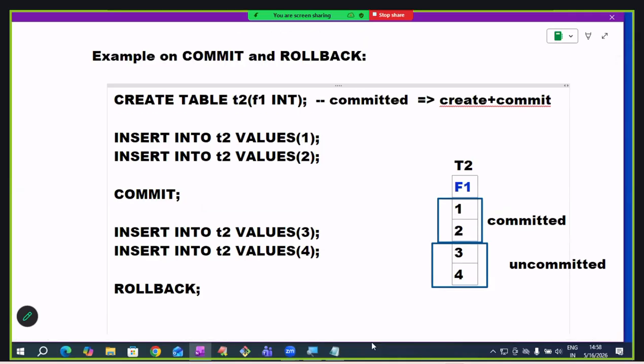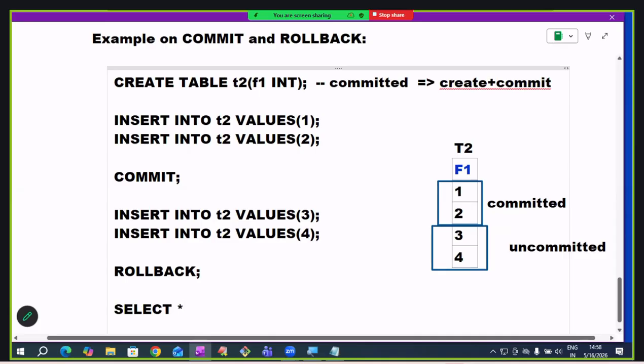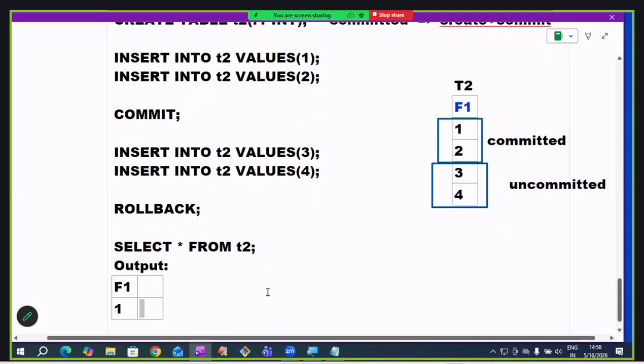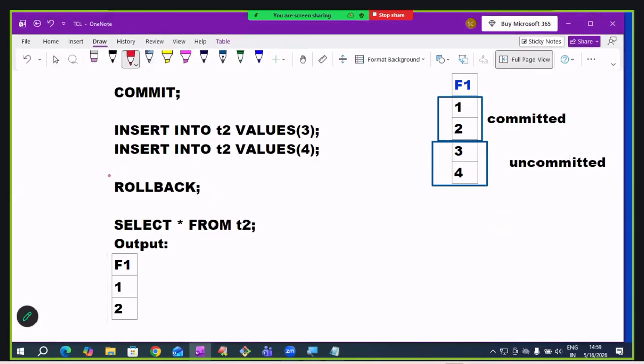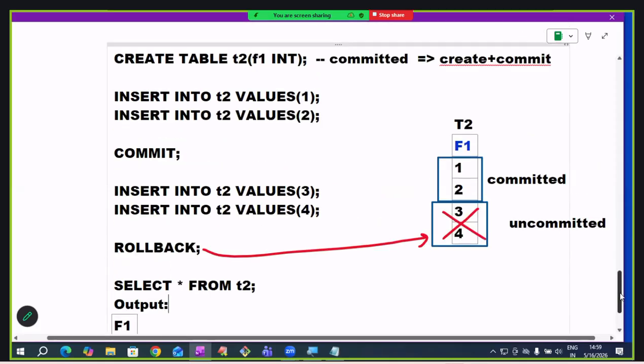Let me show this one. Is our discussion correct or not? Check here. Select star from T2 table. Now in the F1 column, only 2 rows are there. Third row, fourth row is not available. Because of rollback, it cancelled uncommitted actions. When this rollback is executed, it cancels uncommitted actions. That's it, this is about rollback.